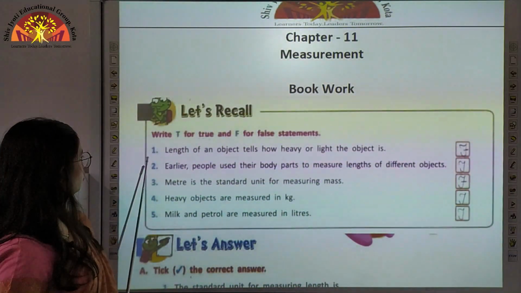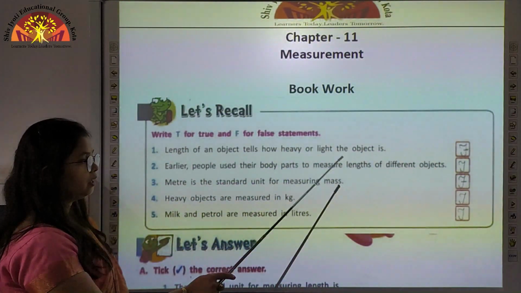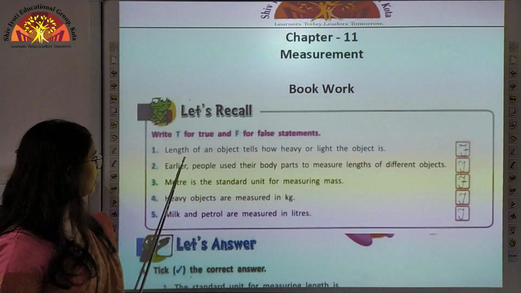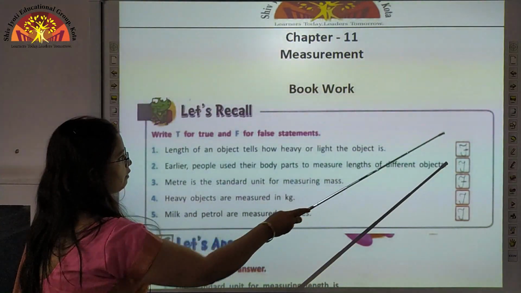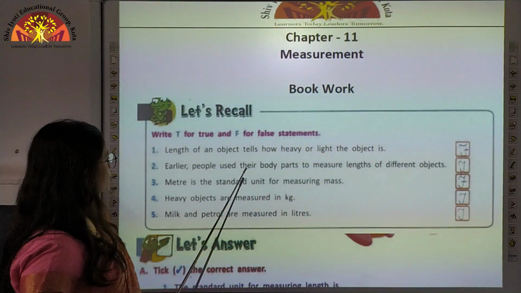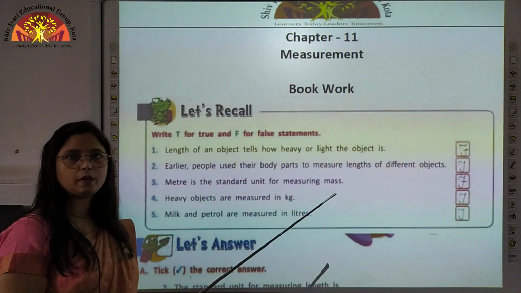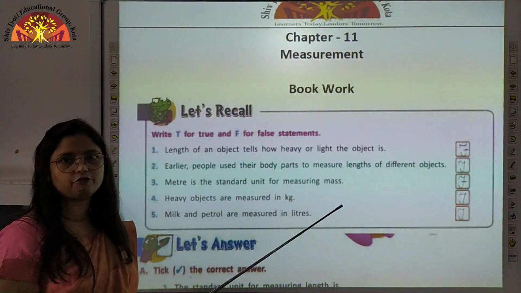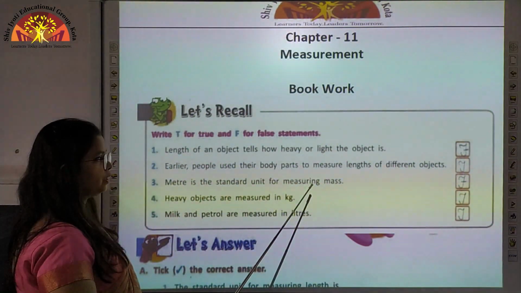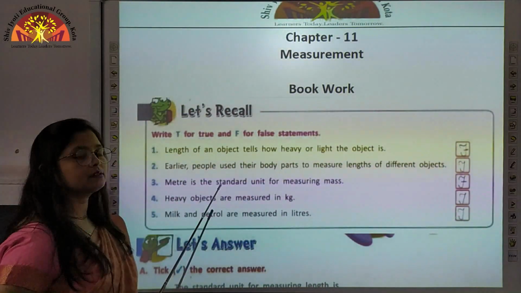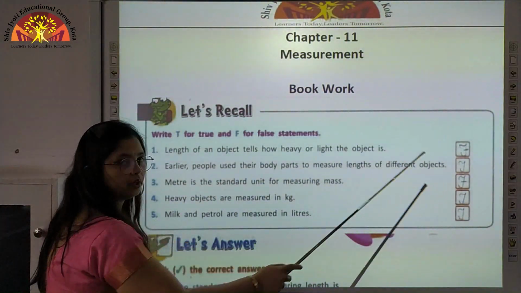So, let us start. First is: length of an object tells how heavy or light the object is. So children, this is an incorrect statement because length is the measurement of how long or short the object is. So, we will write F over here. Earlier people used their body parts to measure lengths of different objects. This is a correct statement because people used hand span and cubit for measuring different objects. So, we will write T here. Meter is the standard unit for measuring mass. So children, meter here is the standard unit for measuring length and not for mass. So, we will write F over here.